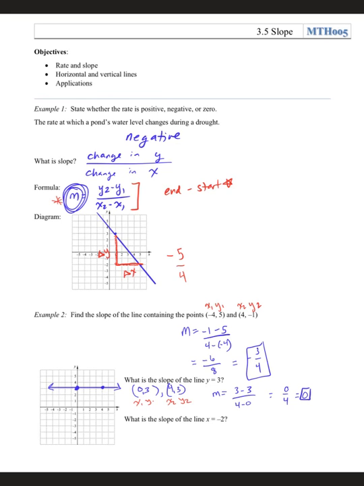So now what we're going to do is the same idea, but we want to find the slope of the line that's x equals -2. So now what I want you to do is follow this whole process we did, but do the same thing for x equals -2. So start by graphing the line, choosing 2 points, use the slope formula, and see if you can find it. Again, I want you to pause the video, try it on your own, and then restart it.